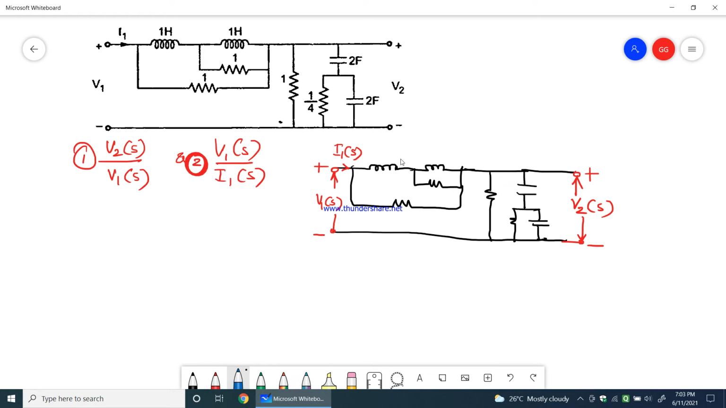Now 1 Henry, so this becomes 1S, because the L value is given as 1, therefore it is 1 into S. This will also be 1 into S. These both remain 1 ohm and 1 ohm, whereas this remains 1 ohm. This is 1 over 2S, because the capacitor value is given as 2. This is also 1 over 2S, whereas this will remain 1 over 4. So this would be the Laplace equivalent circuit for the given electrical circuit.